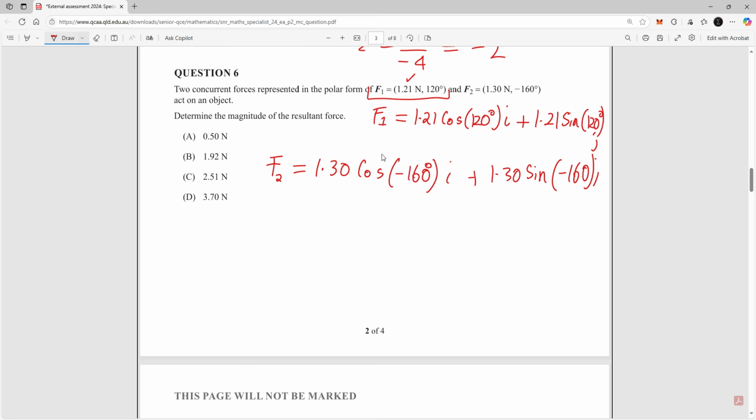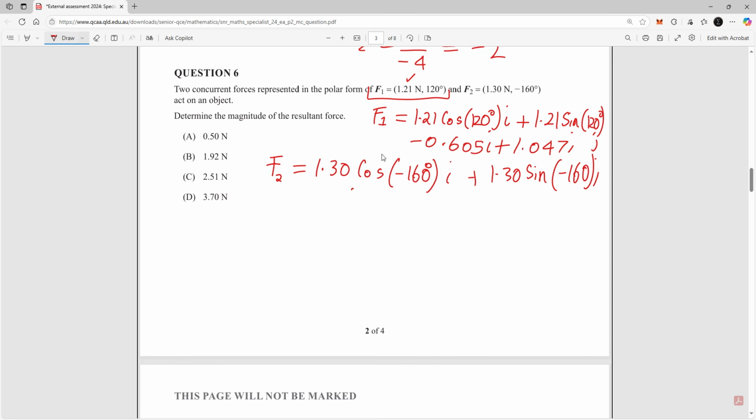So I'll just calculate them by hand right now because I don't think I left the values down when I solved it previously. 1.21 cos 120 should give you about negative 0.605. And this value here, 1.21 sine of 120, should give you about positive 1.047. And don't forget an i and don't forget a j there.